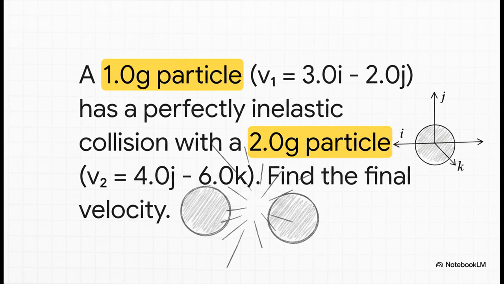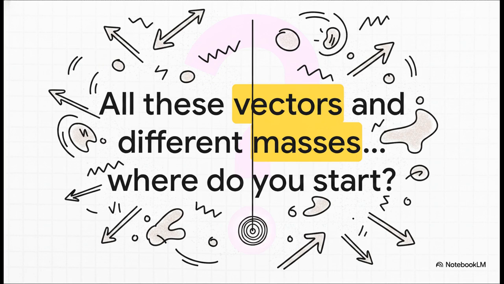Now, I know this can look a little scary, especially with all those i's, j's, and k's in the velocity. But don't let them spook you. All they are is unit vectors. Just think of them as little signposts pointing you along the x, y, and z axes. So a velocity of 3.0 i minus 2.0 j just means our particle is zipping along 3 units in the x direction and 2 units in the negative y direction. That's it.